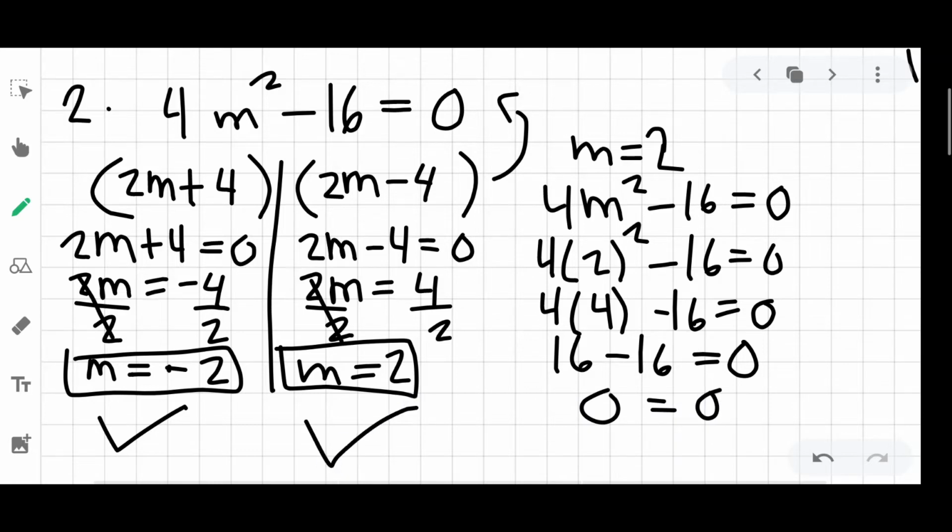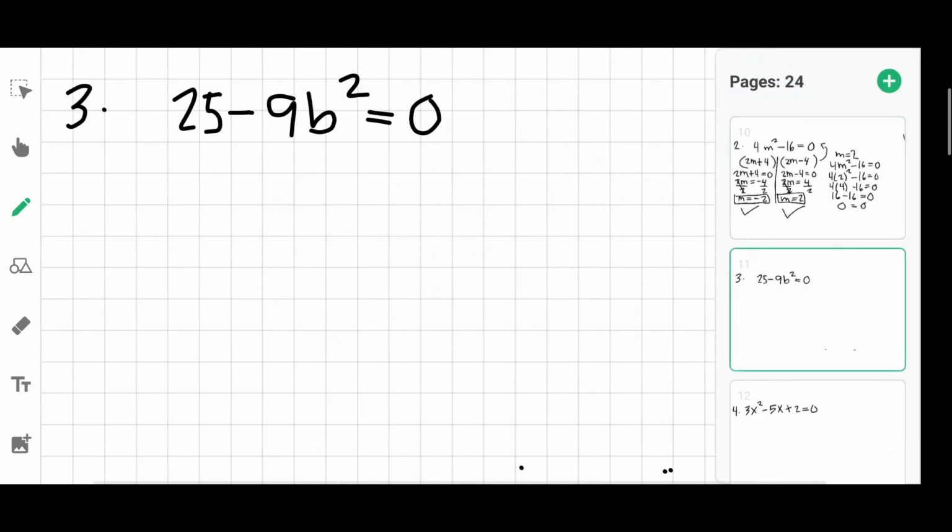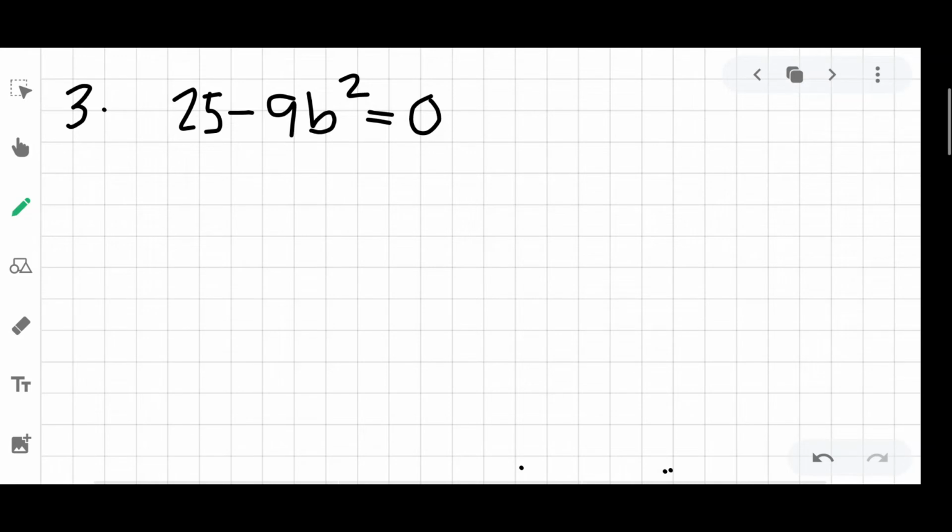Tama rin ang ating pangalawang solution. So for our third example, we have 25 minus 9b squared equals 0. Ngayon, isipin natin kung anong factoring ang gagamitin natin. Based dito sa example number 3, ang gagamitin natin ay difference of 2 squares.